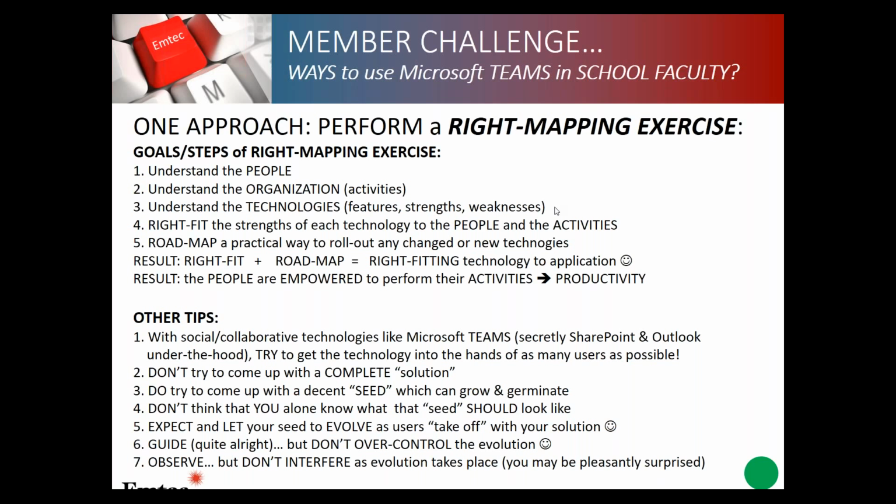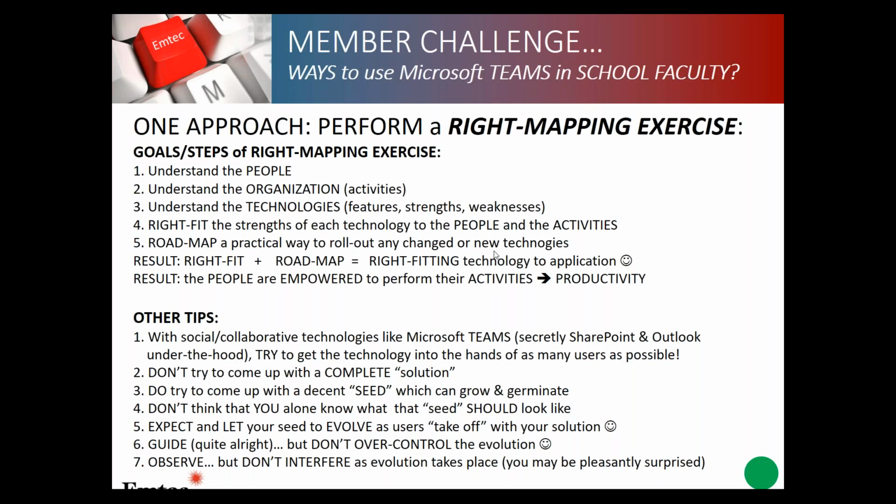Lots of times there's overlap in technologies, and if you slip into the habit, or make the mistake rather, of using the weakness of one technology when you should be using the strength of a different one, you're going to find yourself inextricably going down a path that's very difficult to right. So you want to understand those technologies up front. Once you know those steps 1, 2, and 3, you start right fitting the strengths of each technology to the people and to the activities. Then you roadmap out some practical way to roll out any changed or any new technologies.